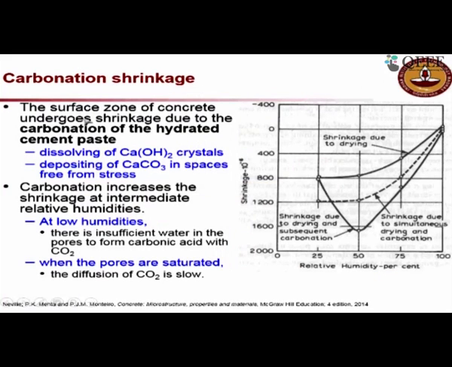Now, carbonation shrinkage. Again, the surface zone of concrete undergoes shrinkage due to carbonation of the hydrated cement paste. As you can see here, shrinkage happens when you have significant carbonation of the concrete. The mechanism is that carbonation increases the shrinkage at intermediate relative humidities. At low humidity, there is insufficient water in the pores to form carbonic acid with CO2, and when pores are fully saturated, you don't really expect much carbonation.